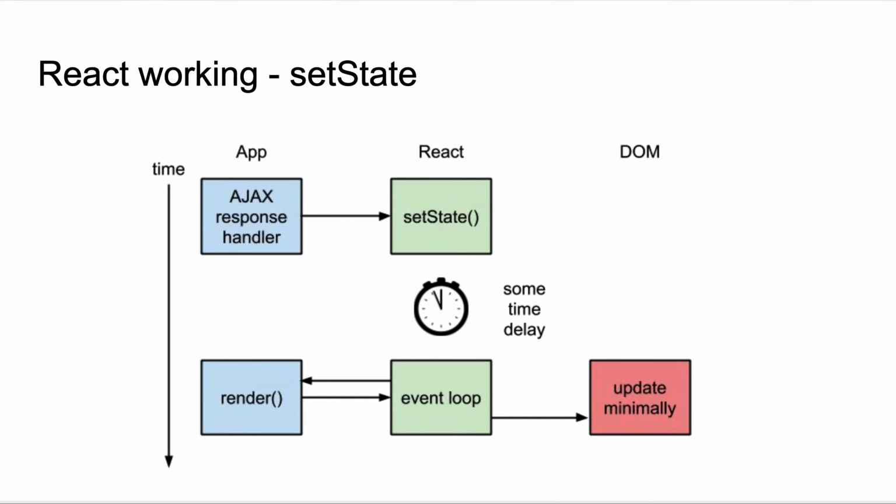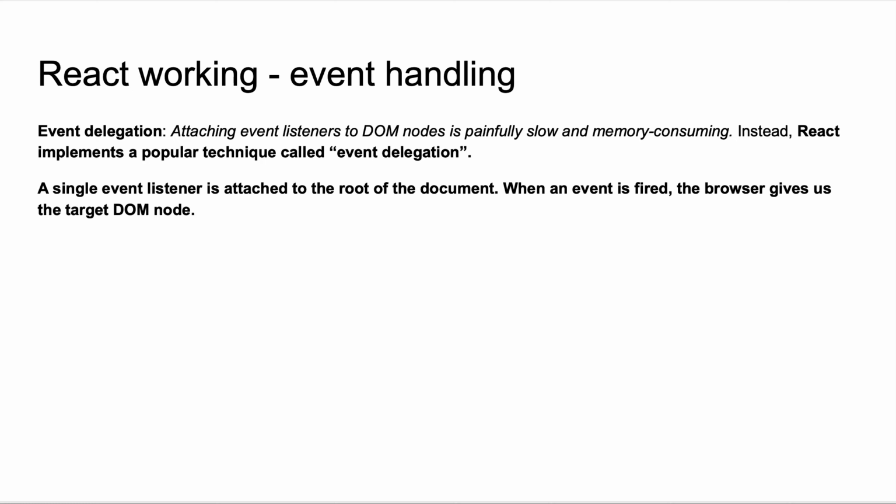Okay, so there is also the matter of event handling in React. In event handling, attaching handlers directly on the actual DOM nodes is another costly mechanism. It's slow and memory consuming. So instead, React uses a technique called event delegation, which is effective. It uses one event listener at the top of the document root element, and when the event is fired, the browser gives the target DOM node.